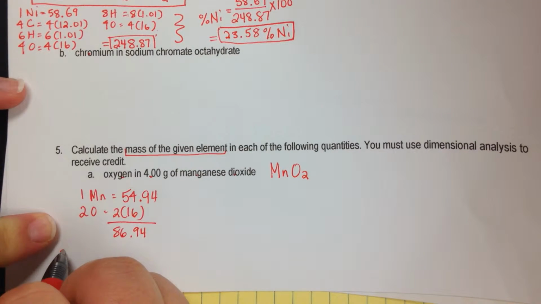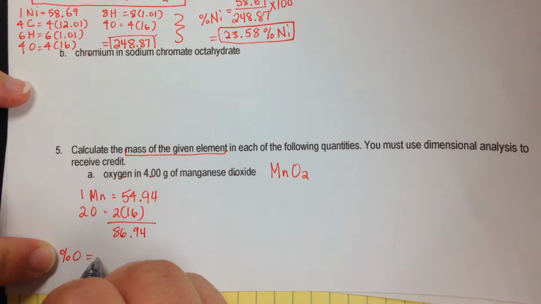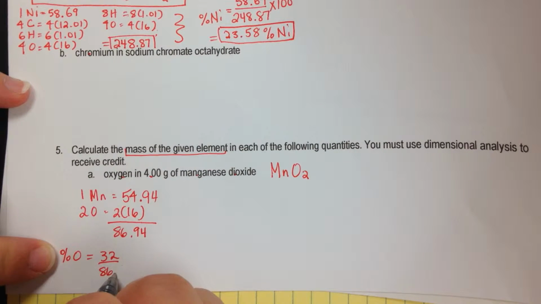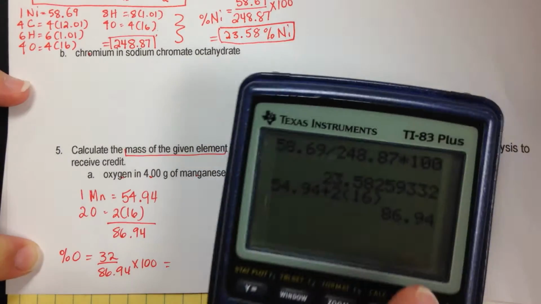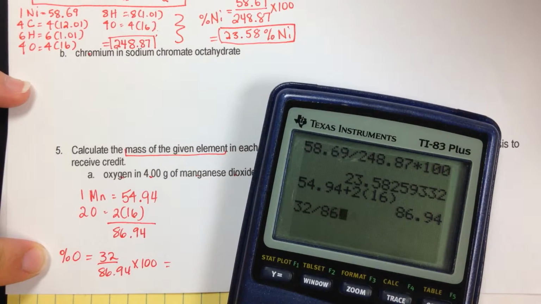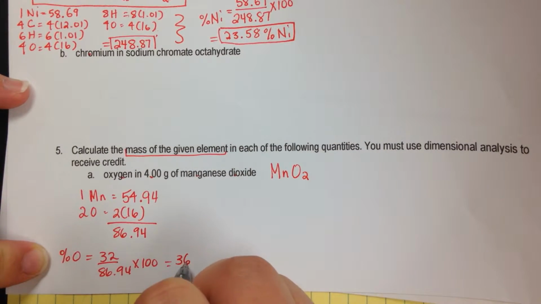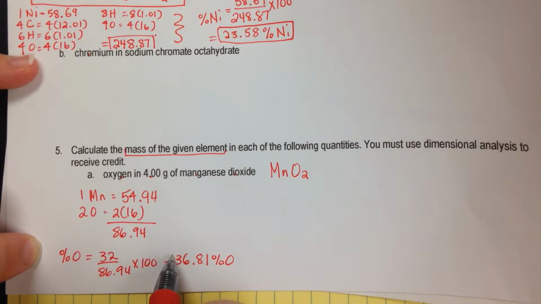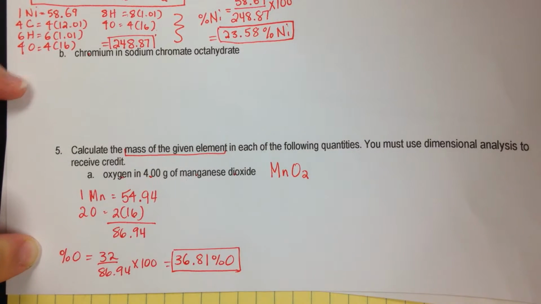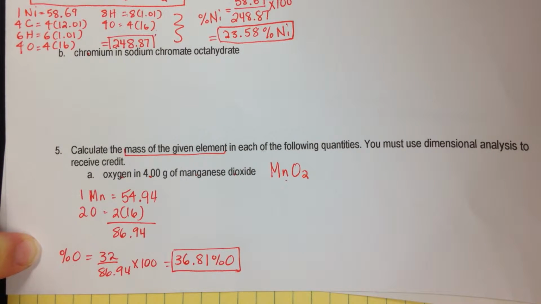Okay, so my percent composition of oxygen is 32 divided by 86.94. We can actually think of this in 2 different ways. I'm going to go ahead and do it this way. 86.94 times 100. Okay, so we know that oxygen makes up 36.81% of this compound, no matter how many grams we have.